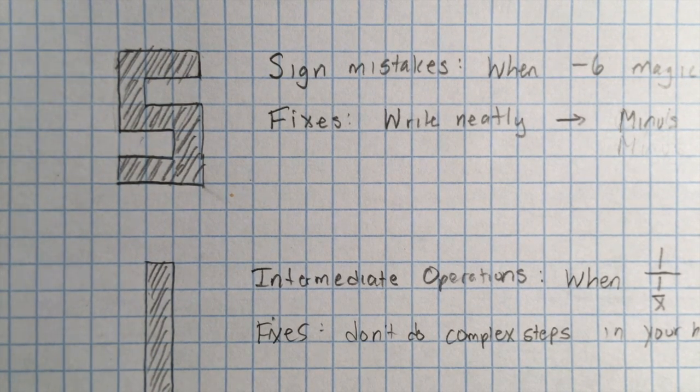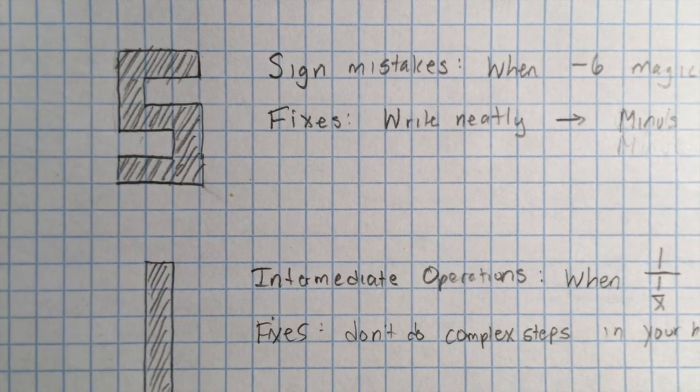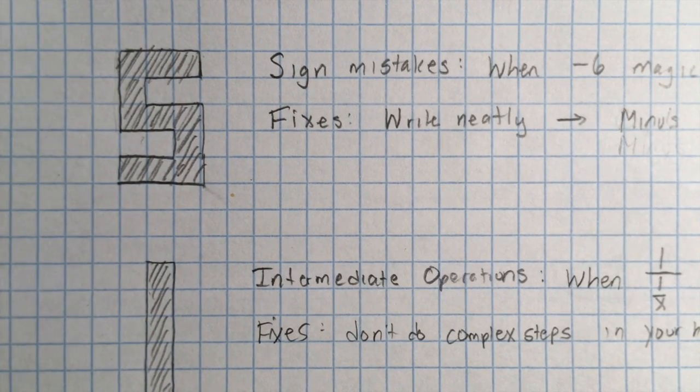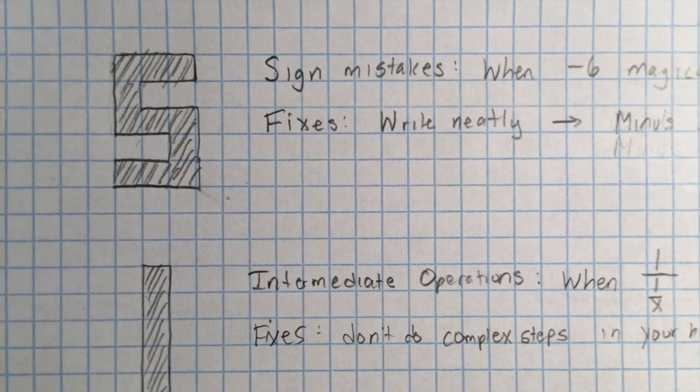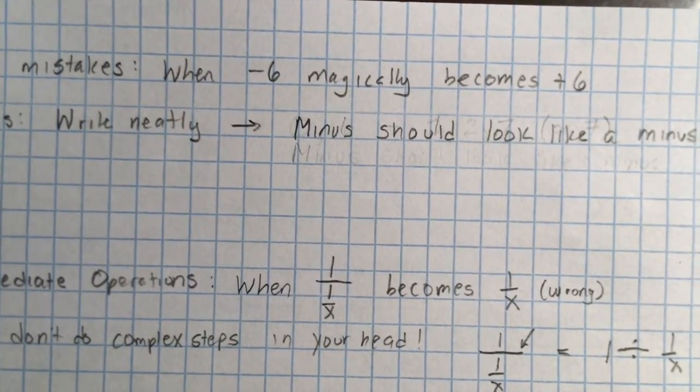Hi everyone, I'm going to be going over some common mistakes that are found in pretty much all math topics. And as you can see on part of your screen, the most common mistake is the sign mistake. So let's get started. Sign mistakes: when negative 6 magically becomes positive 6. It's magic.